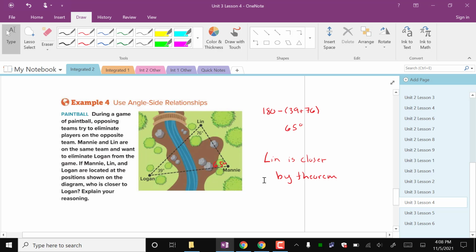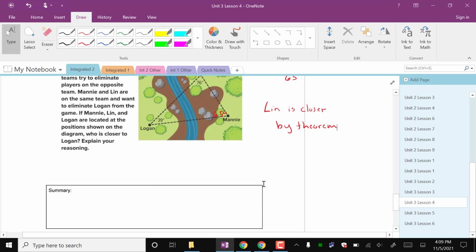Summarize what we went over in this lesson in the summary section at the bottom. We had the 3 different theorems. We had the exterior angle theorem. We had the angle-side relationship in triangles theorem. One of them was dealing with the angles and one of them was dealing with the side lengths. Summarize that and use these notes to help you work on the practice section for today.